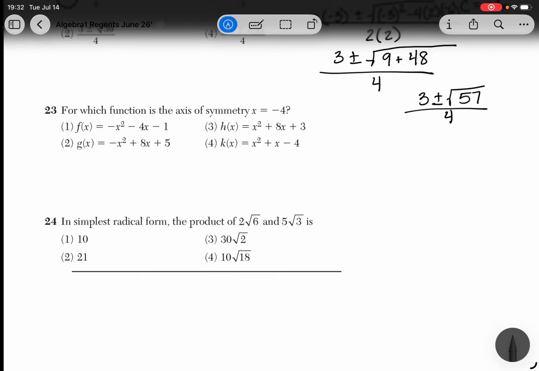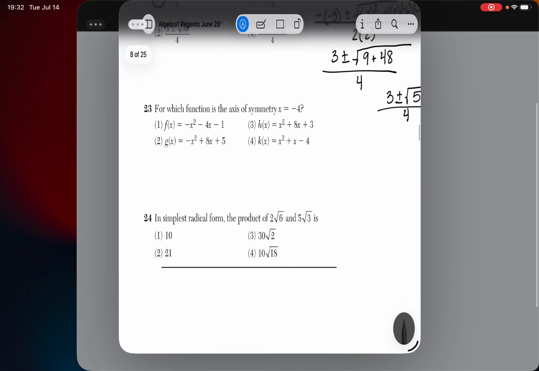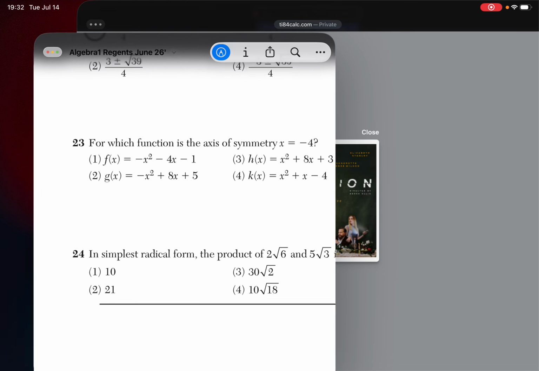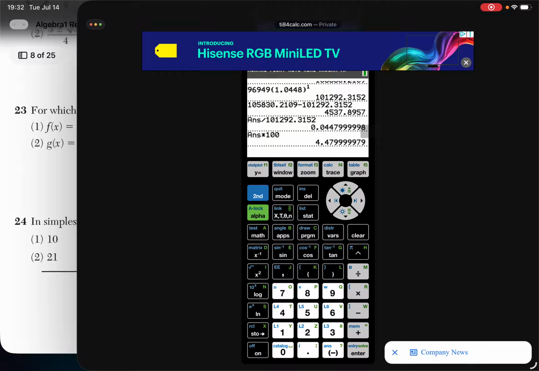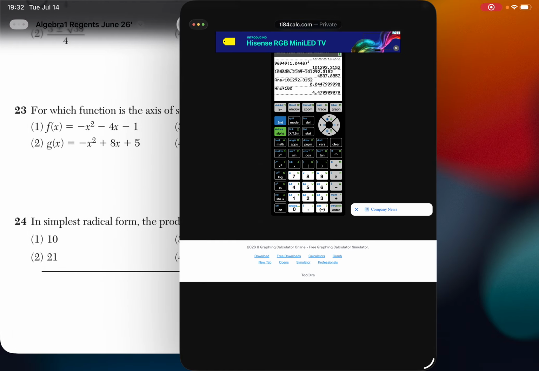Question 23. For which function is the axis of symmetry x equals negative 4? We're going to take these and put them into our handy calculator, because why do all the extra work ourselves and hurt our brains on a day that we're already stressed out, if we don't have to? All right.